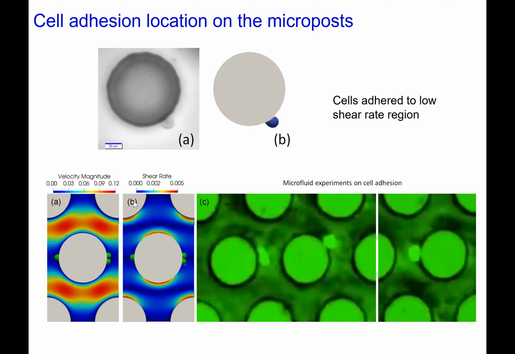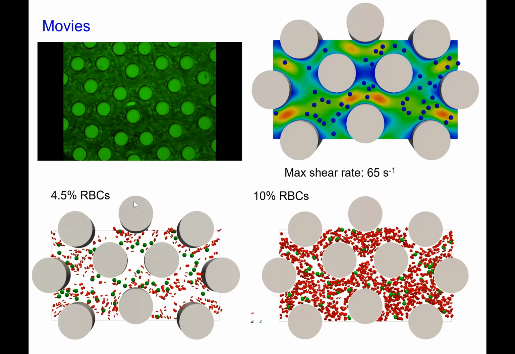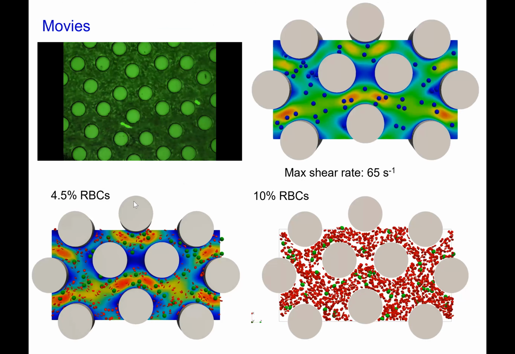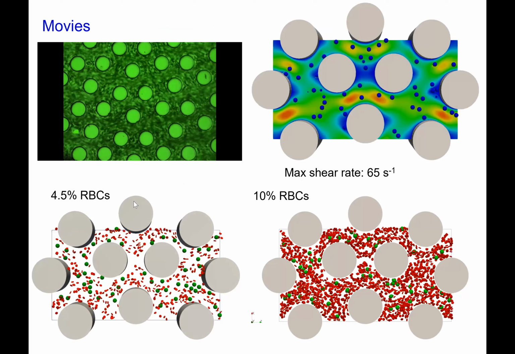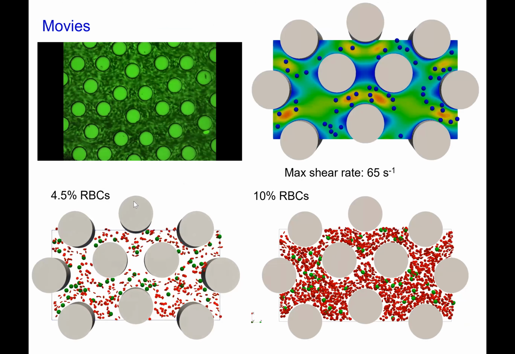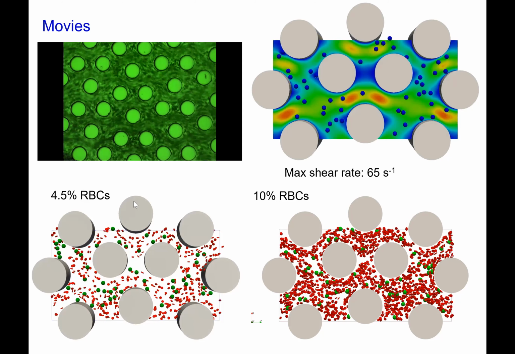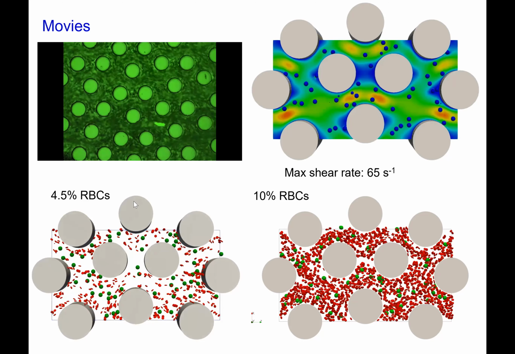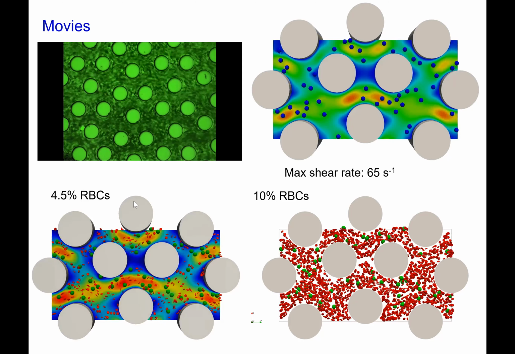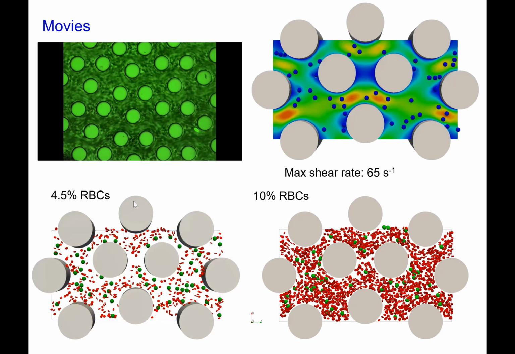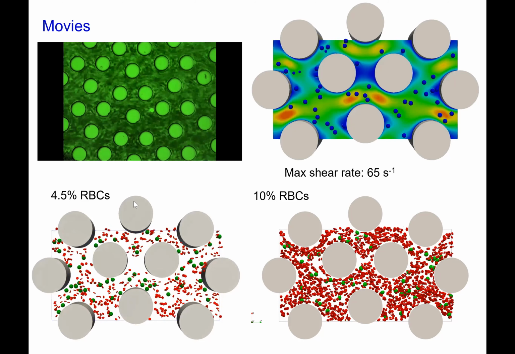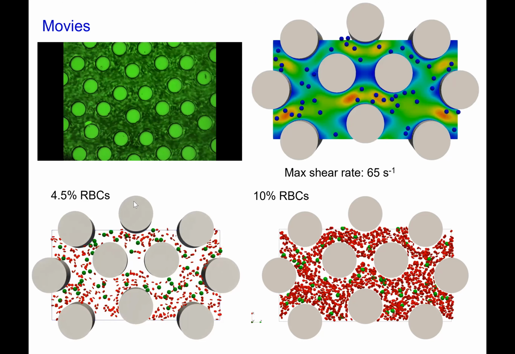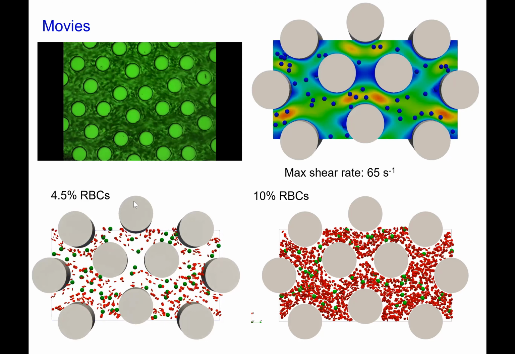And then the next shows a few simulation movies as well as microfluidic experiment movies. You see the light green ones traverse from the left to the right. Those are cancer cells or cancer cell clusters. The top figure shows only the cancer cells transported in the microfluidic device. And the bottom two show the transport of a mixture of cancer cells and red blood cells. The left shows a 4.5 volume percentage of red blood cells, and the right-hand side shows 10% red blood cell concentration.